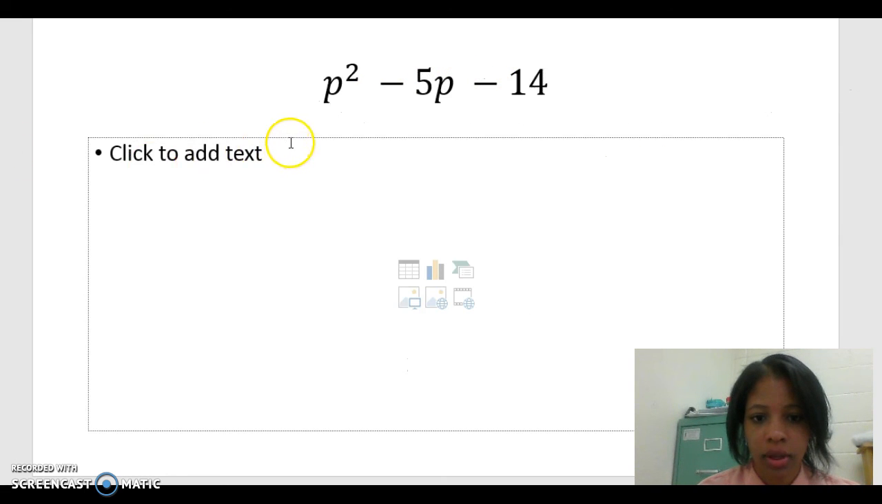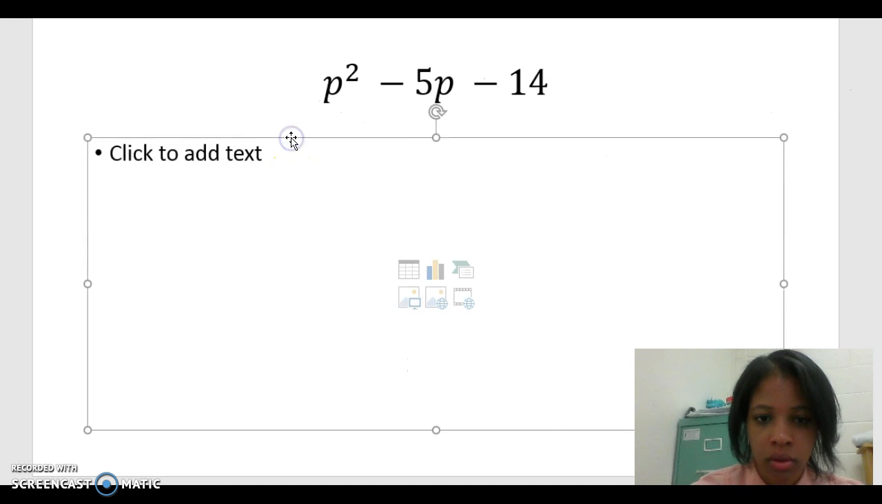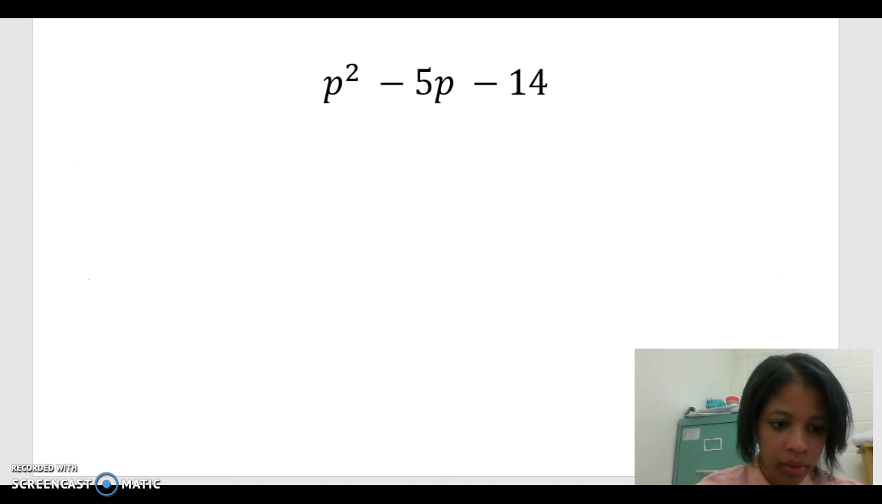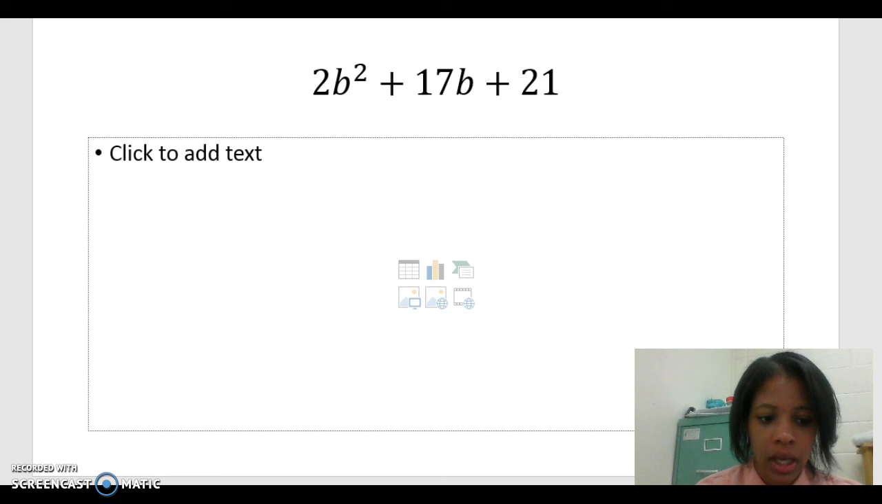So another example you guys can try on your own. And that's it for factoring. I'll show you guys how to do the box method, and there's something called the quadratic formula that you're going to need to use in another video.